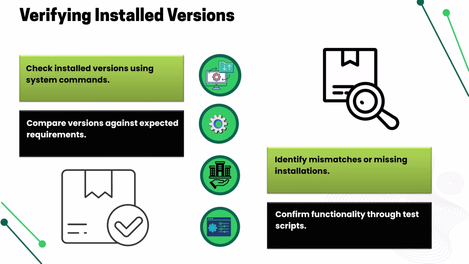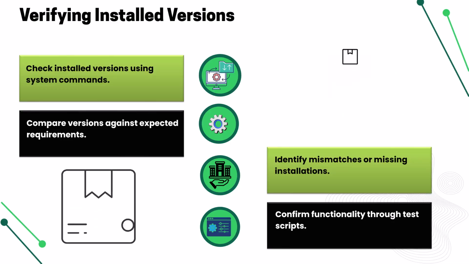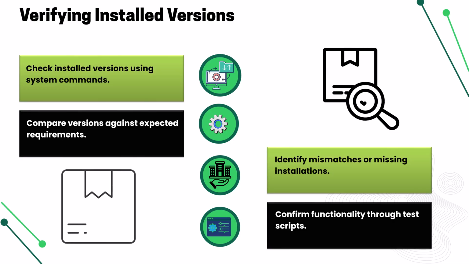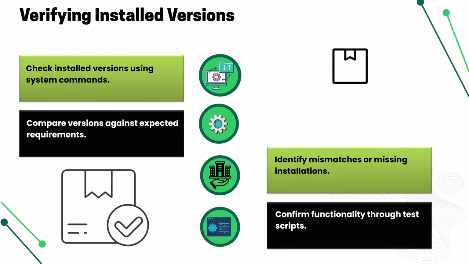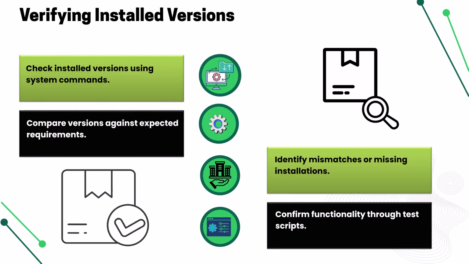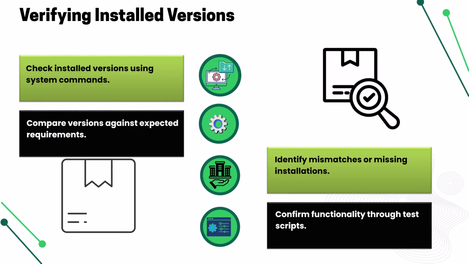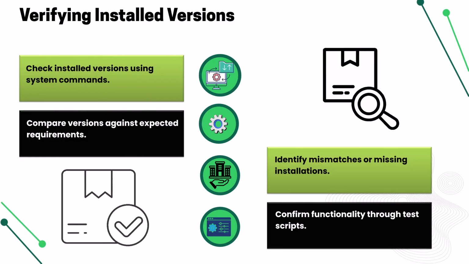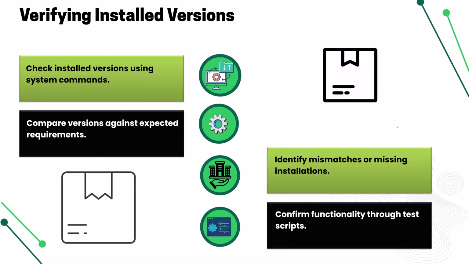Time to play detective. We first check what versions have actually landed on our system, because assuming never ends well. Then we cross-check them with our requirements, like a grocery list. If something doesn't match, we identify what's missing or what's snuck in uninvited. Finally, we run some tests, because you wouldn't serve a dish without tasting it first, right?